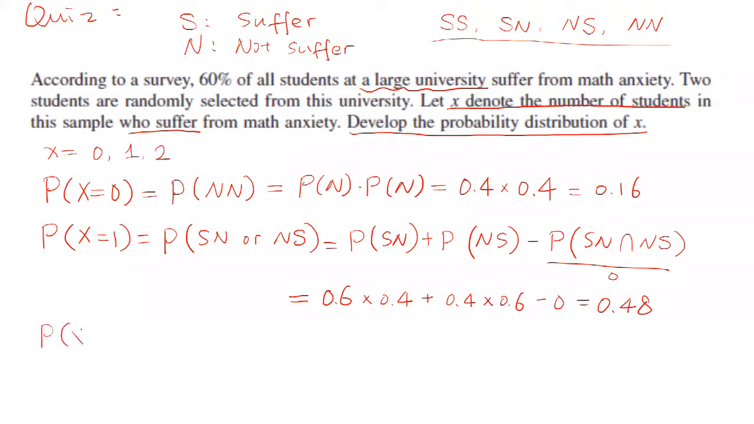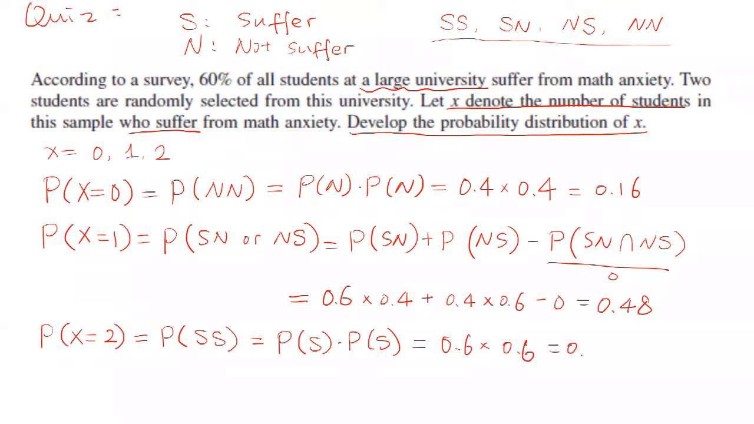Okay, so similarly, we can calculate X being 2. The probability of X being 2 is actually the probability of SS, right? Because both of them suffer from math anxiety. Because the two events are independent, this is P(S) multiplied by P(S), which is 0.6 times 0.6, which is 0.36. So now we can have the probability distribution.